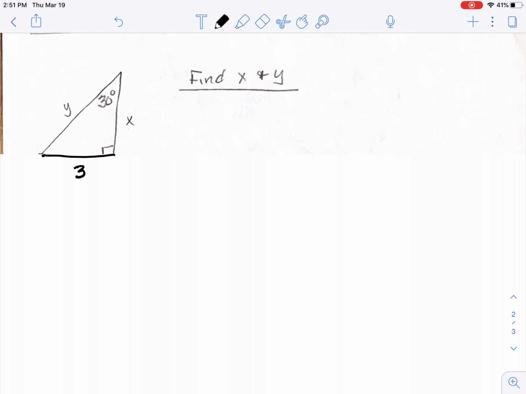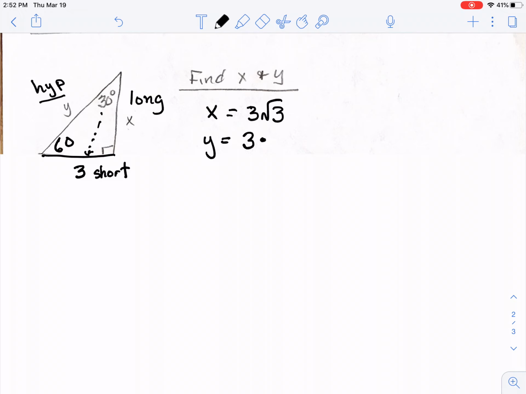So I know this is a 30, 60, 90. I'm going to put the names of the sides on here. So this side across from the 30 is my short side. I have my hypotenuse across from my 90, and then this side across from the 60 is what we're going to call the long side. So x, the long side, is going to be the short side, which is 3, times the square root of 3. Y, which is our hypotenuse over here, we're going to take the short side, which is 3, and we're going to multiply by 2, and we're going to get 6.